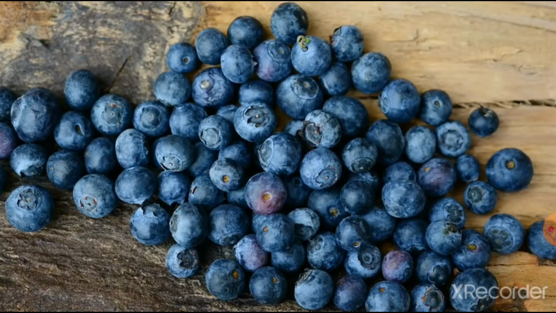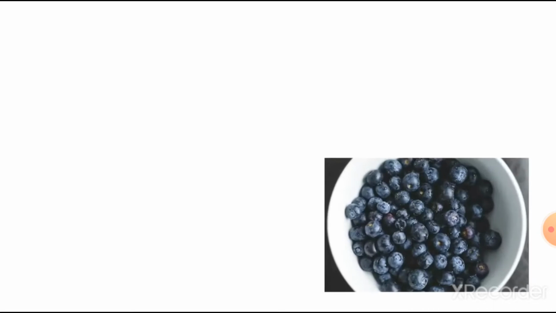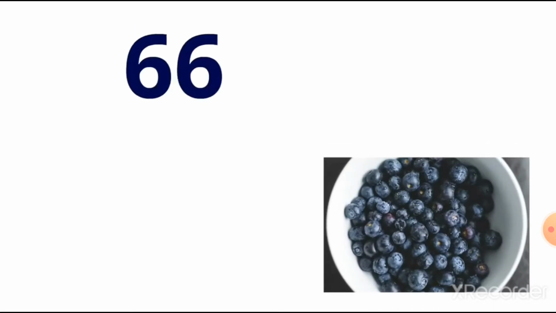Now let's see double digit numbers. Here are some blueberries. You can see this is the blueberry, students. Hope you know this is the fruit, the blueberry. And let's wash it and take it into the bowls. How many is this? So this is 66 blueberries, students.